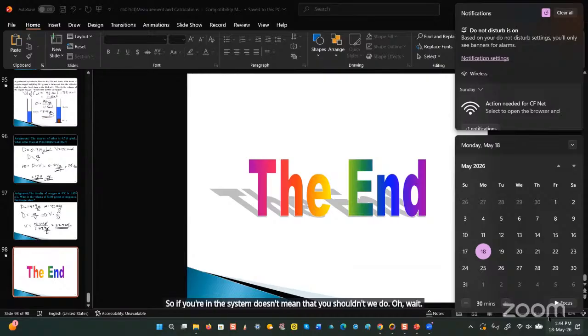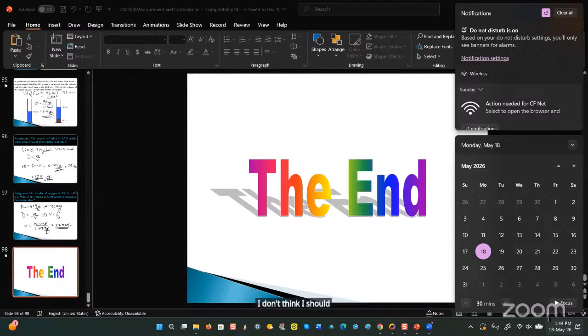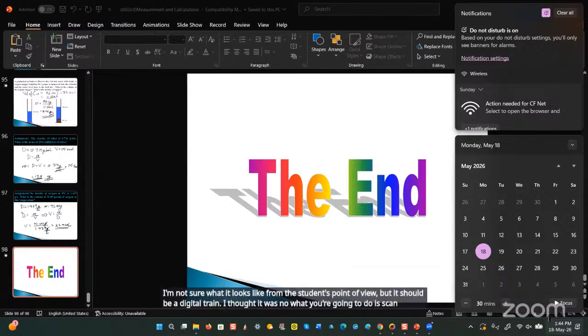Yeah. So you go to the assignments, and I'm not sure what it looks like from the student's point of view, but it should be there. What you're gonna do is scan your assignment. Or you can take a picture of it, if you have a smartphone. You can take a picture of it and save it as a PDF and submit it that way as well. Okay, so we have to turn it in online? Yes.